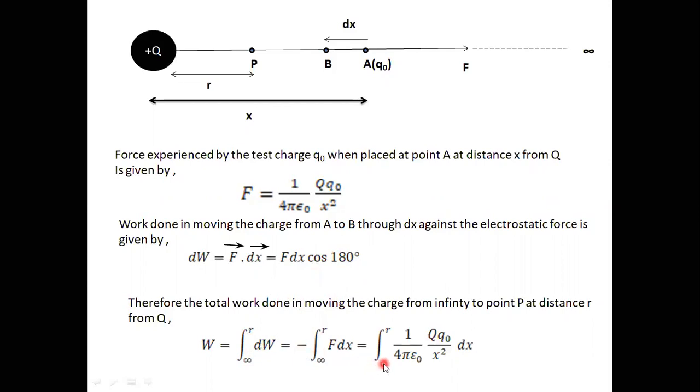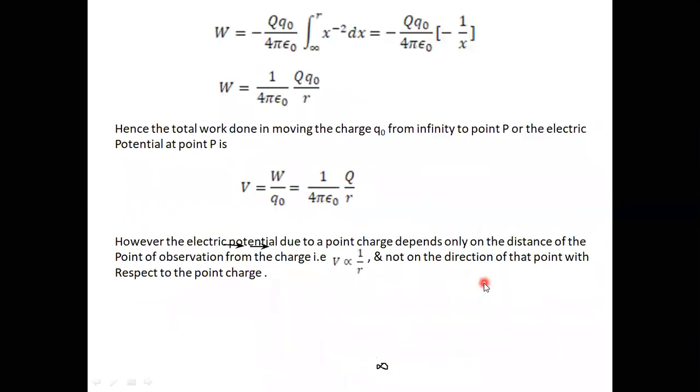Here there will be an infinity. So you replace your F value, expressed as 1 by 4 pi epsilon naught q naught by x square. You replace that value, and then you have this variable x here. The other factors are all constants, so they come out of the integration. You integrate only this x part, because your variable is x, which is nothing but x to the power minus 2.